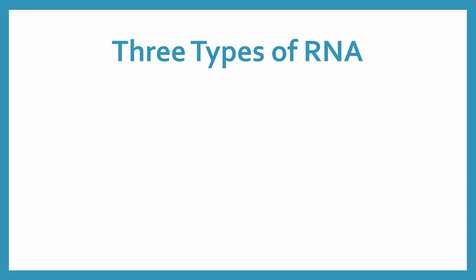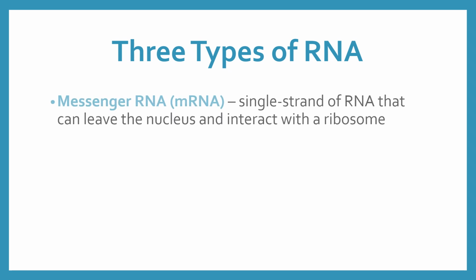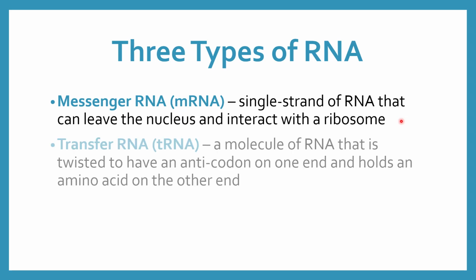So before we get into those two parts, we have to understand the three types of RNA in a little bit more detail. So the first is messenger RNA or mRNA. This is going to be a single strand, and it can leave the nucleus and go interact with a ribosome. This is going to be the copy of the DNA. So when we take our gene and we copy it into RNA, this is the RNA that we copy it into. So it's literally going to hold the DNA code.